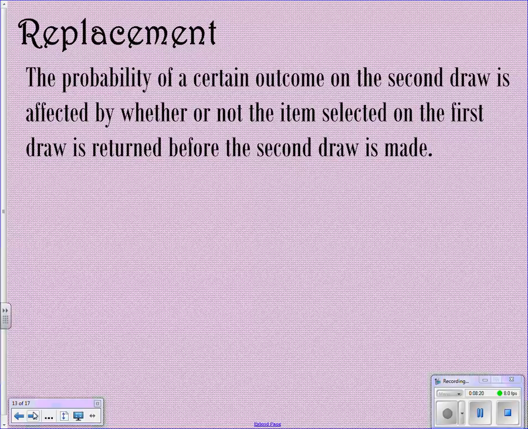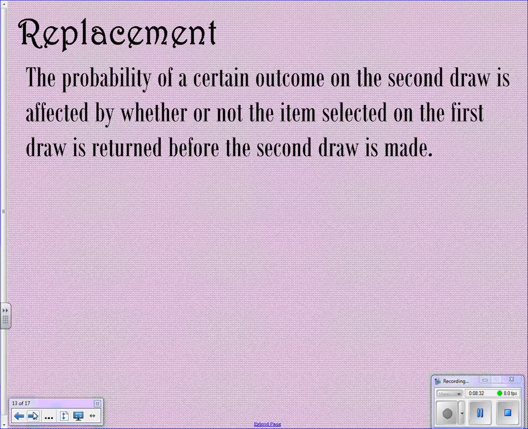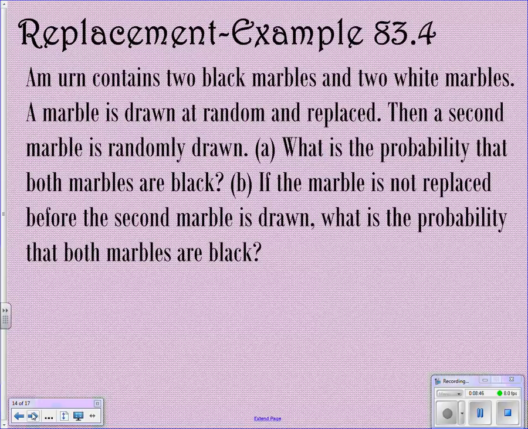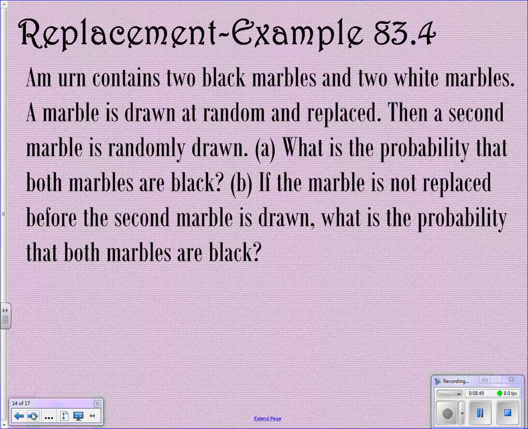Now looking at replacement. The probability of a certain outcome on the second draw is affected by whether or not the first item is returned before the second draw is made. So if I am doing some drawing, they're going to have to tell you whether the first draw is replaced or not, okay? Because that's going to change the outcome for the second draw. So we have an urn. It contains 2 black marbles and 2 white marbles. A marble is drawn randomly and replaced. Then a second marble is randomly drawn. What is the probability that both marbles are black? And then if the marble is not replaced, what is the probability that they are both black?